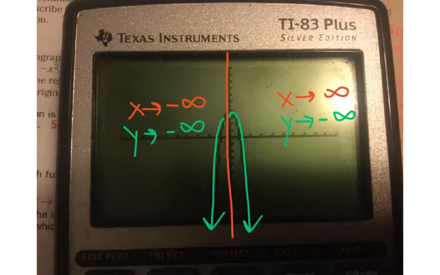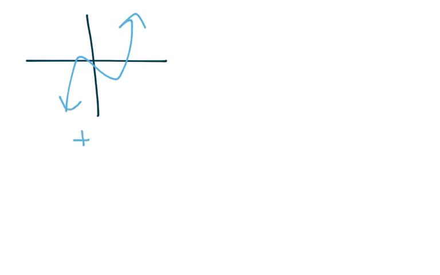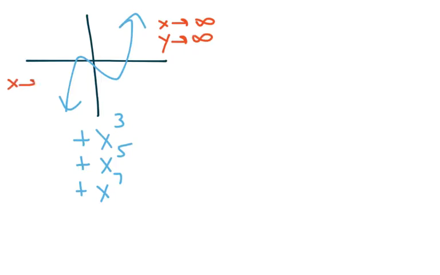Now, I can tell you without graphing what the polynomial's end behavior is going to be. So I will tell you that anything that is positive x to the 3rd, or positive x to the 5th, or positive x to the 7th, anything where the leading coefficient is positive and the degree is odd, I know the end behavior will always be positive infinity on the positive x side, and it's going to be negative infinity on the negative x side.